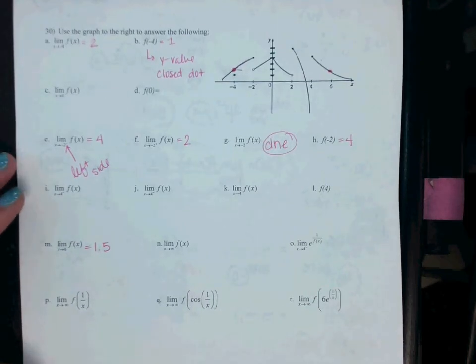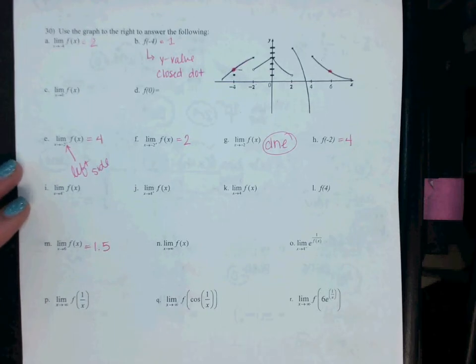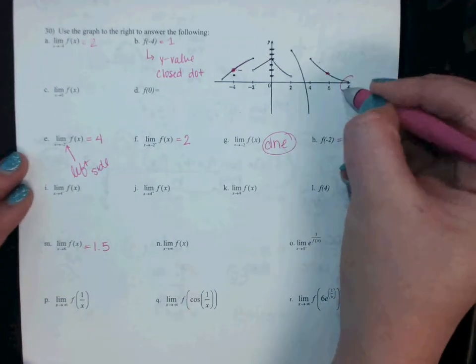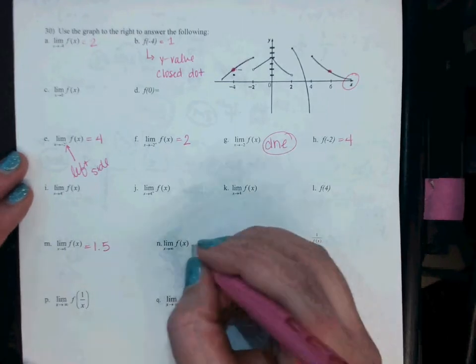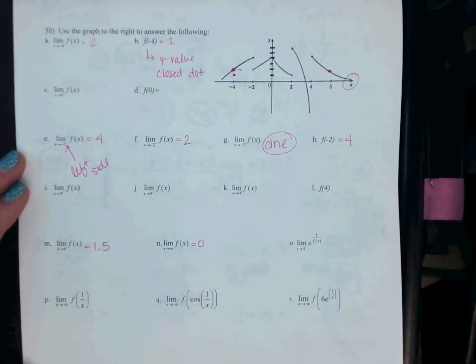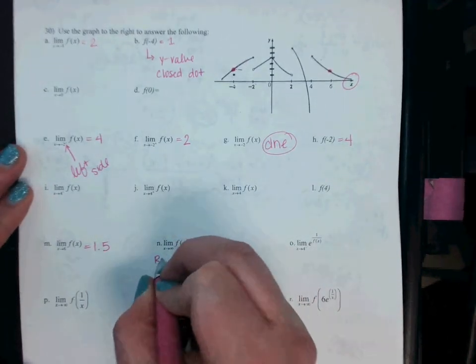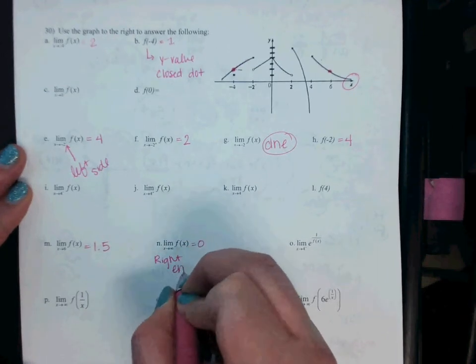Okay, but what about as x is going to infinity? Let me just ignore them. Oh wait, what'd you say? As x is going to infinity, where's it going to? 0. Okay, remember, x going to infinity, you're looking at the right end of the graph.